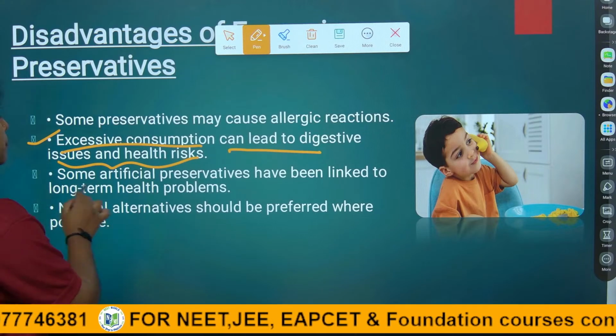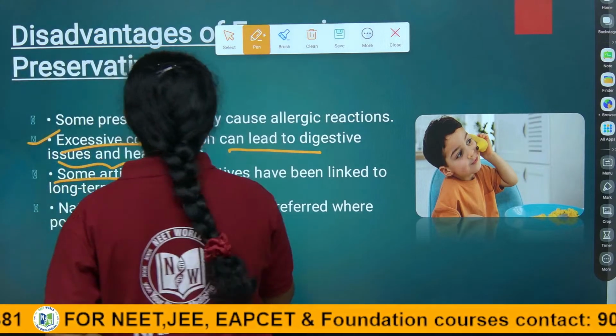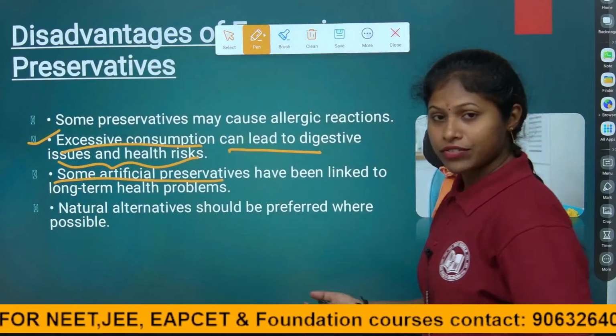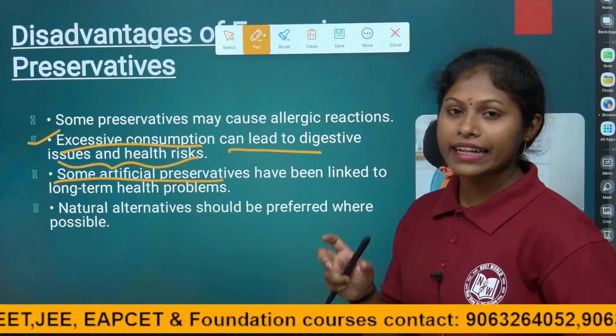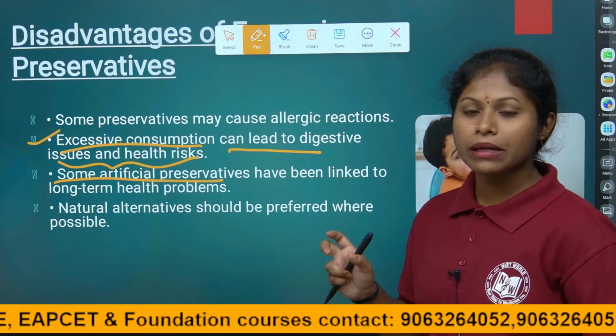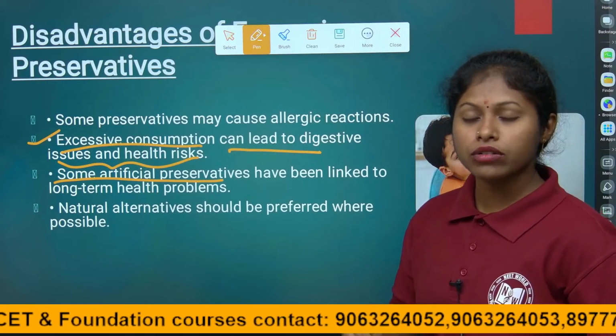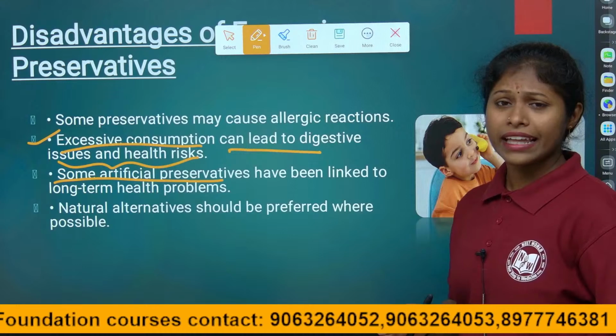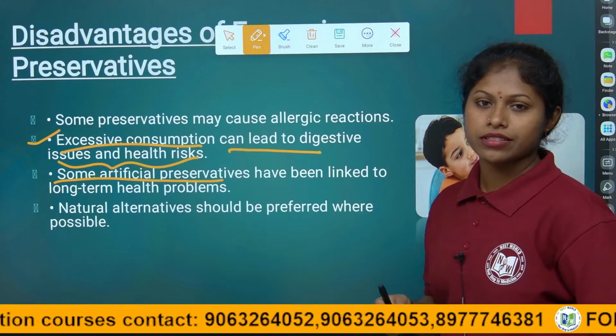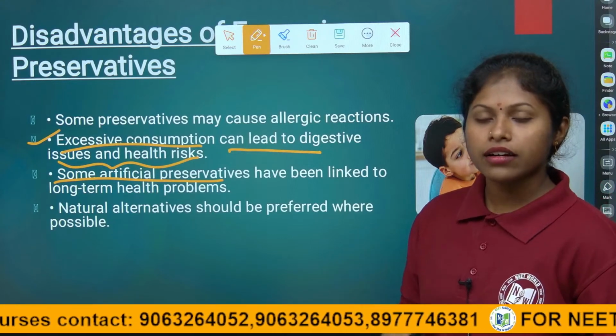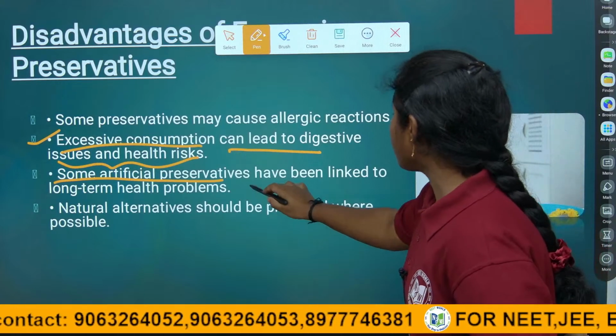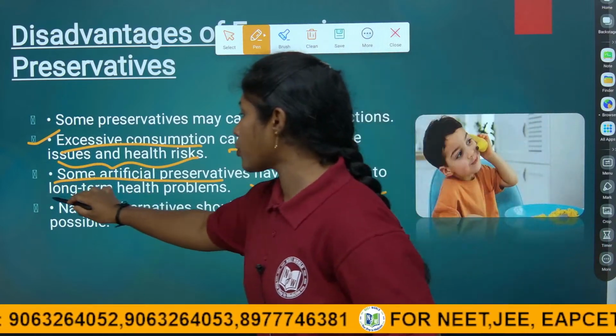Some artificial preservatives, although they preserve food artificially, are at last chemicals. So they are not good for health. Not always, not mostly, but sometimes they cause ill effects. They have been linked to long term health problems also.